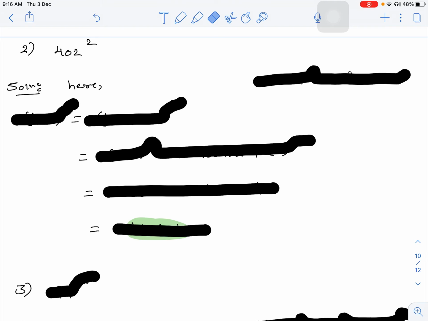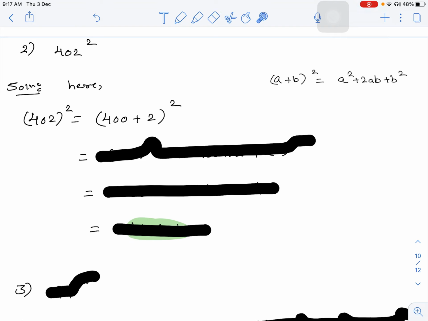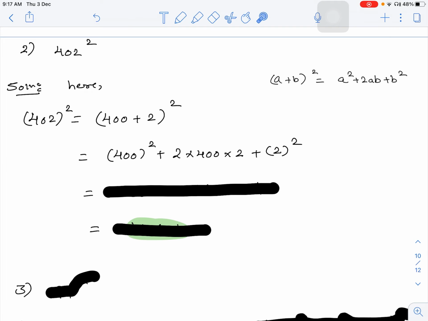Suppose we have the number 402, that is 402 square. If you want to find the square of this number, 402 can be written as (400 plus 2) bracket square. Now it is of which form? (a plus b) bracket square. So we already have that identity, a square plus 2ab plus b square. Let us write its expansion. As per the identity, first term square, plus 2 into first term into second term, plus second term square.